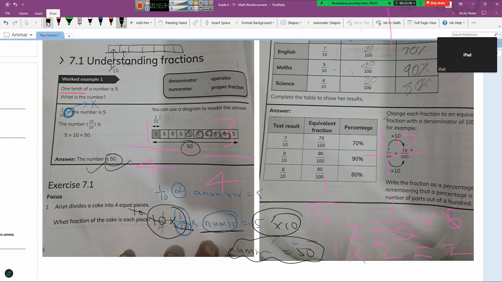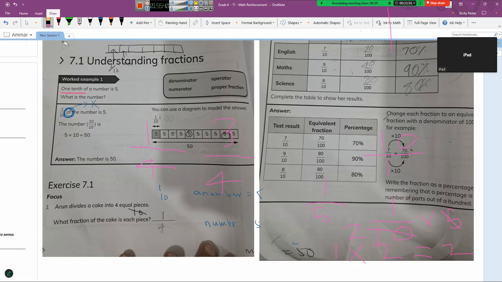But if you want to do it conceptually, let's consider a bar. 1/10 means the bar is divided into 10 equal parts, right? You can count the small divisions: 1 2 3 4 5 6 7 8 9 10. So the bar is divided into 10 equal parts. Now they are telling 1/10 of that number, so the bar represents the number that we have to find out.